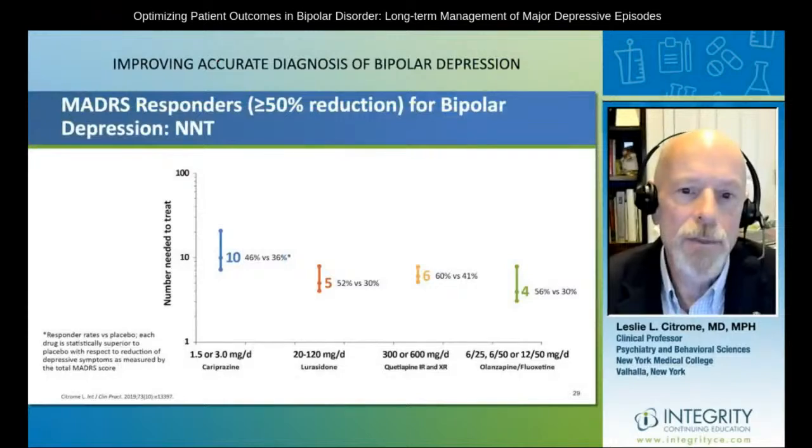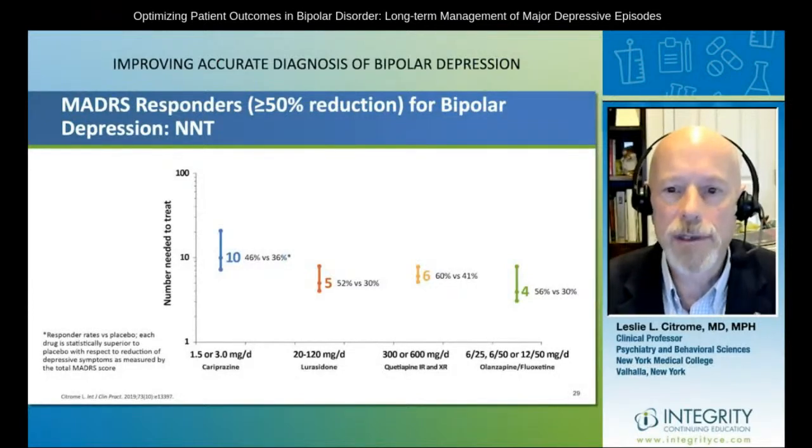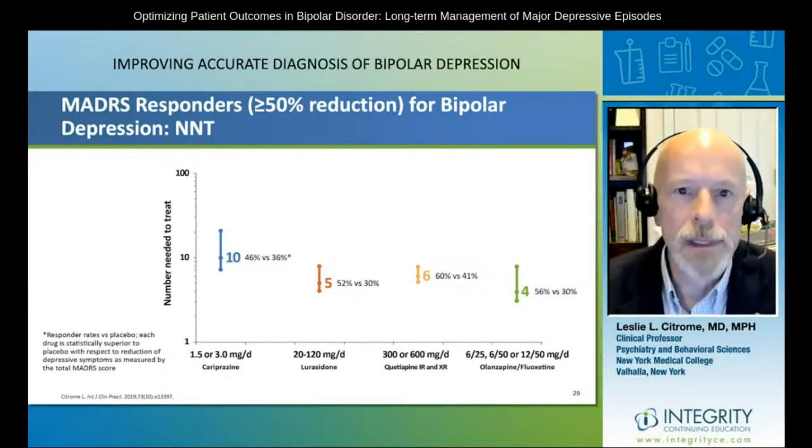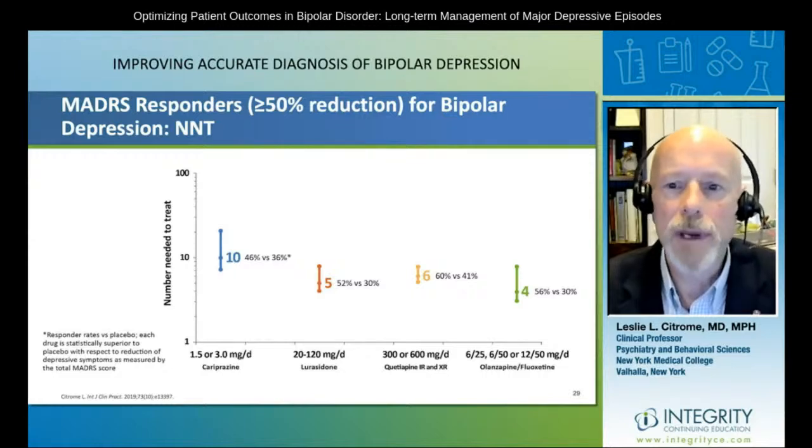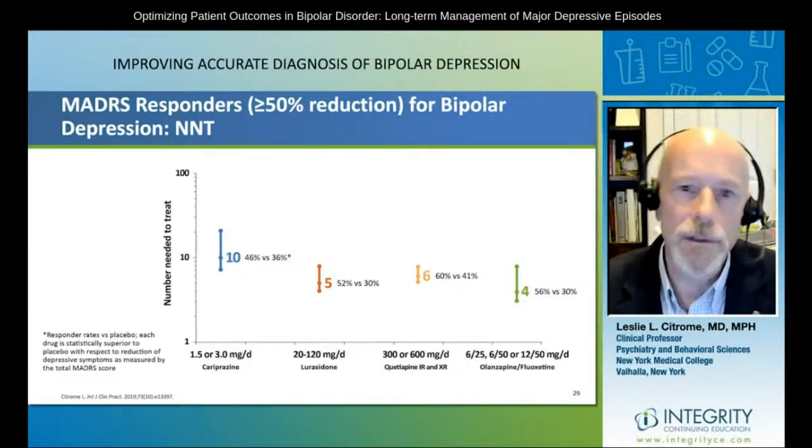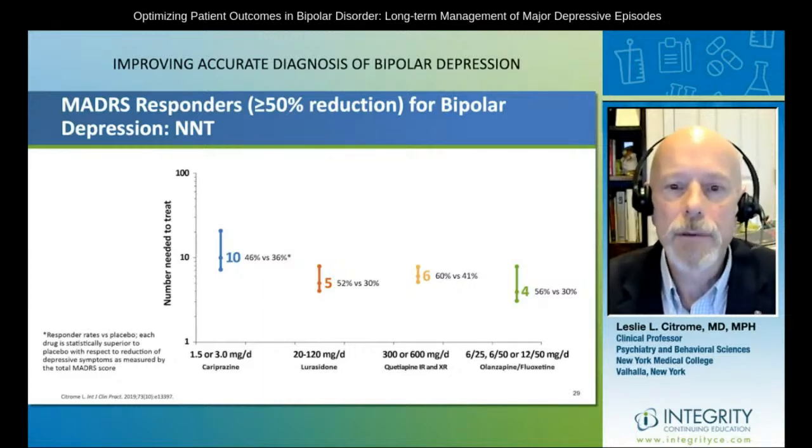So actually, truth be told, I think you'd be hard-pressed to see a difference in MADRS response, one for the other, all other things being equal, randomly, patient by patient. Of course, if you know someone responds well to one versus the other, you'll use that. But if you don't, well, any of these 4 might be reasonable, just in terms of the NNT.